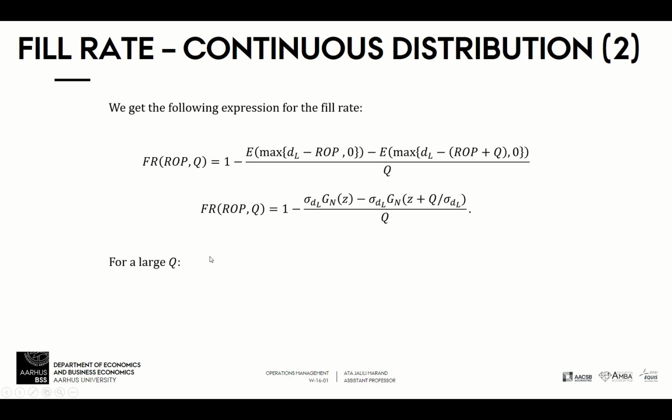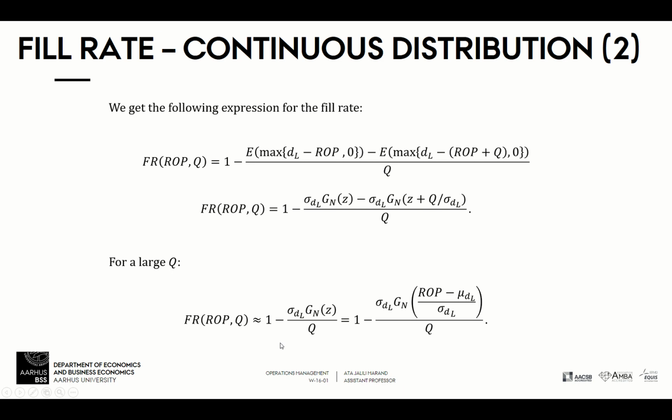And again, if Q is sufficiently large, then the realized fill rate can be approximated by 1 minus sigma DL Gn of z divided by Q. So here, the second expression in the numerator will be approximated by 0 if Q is sufficiently large. And of course, if we substitute z from the previous slide into this formula, we'll get this expression for the realized fill rate.